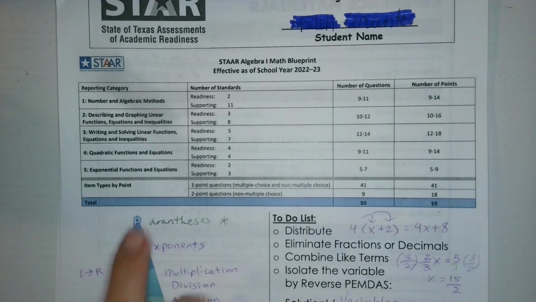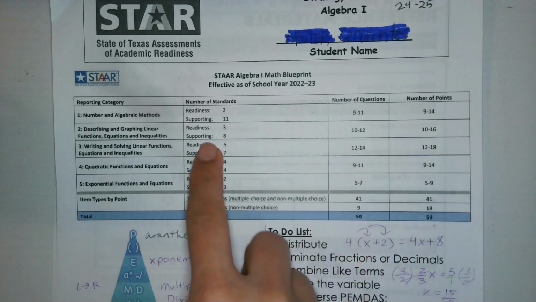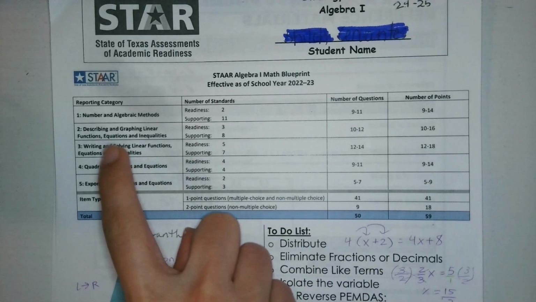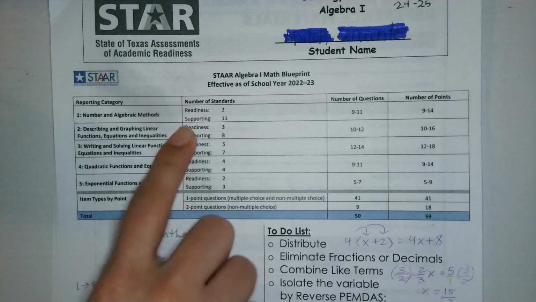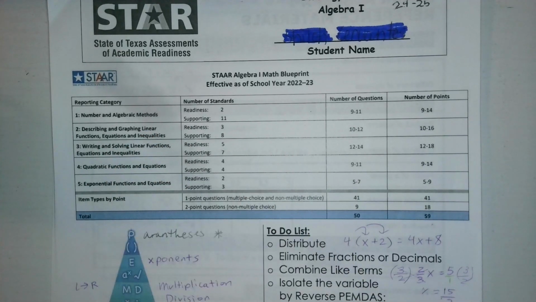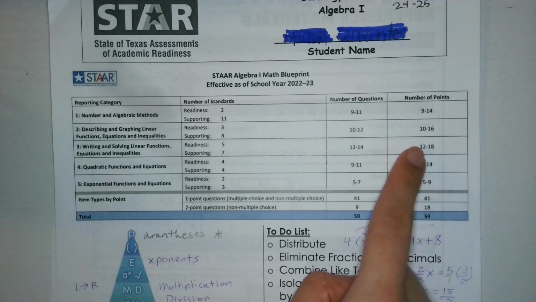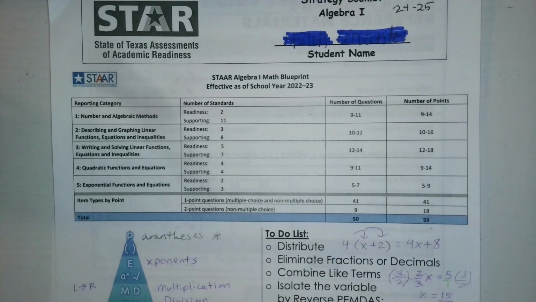Now, Category 3 is a really big one because it has the most points. It's writing and solving linear functions, equations, and inequalities. So this is why we spent a whole chunk of the year working on equations. Now you can see it has 12 to 14 questions and could be 12 to 18 points. So I'm going to go ahead and jump into it.